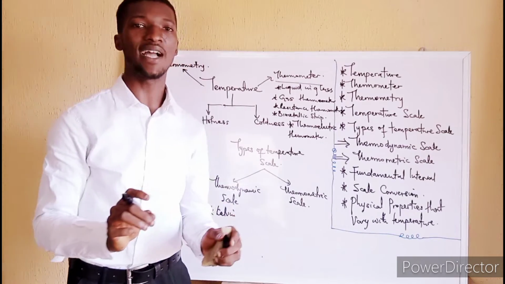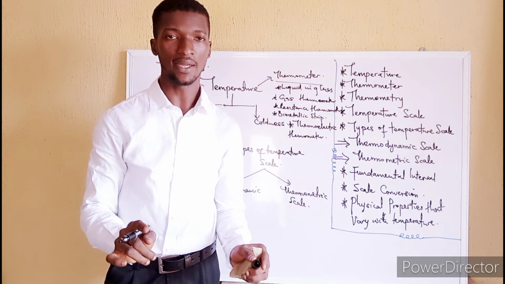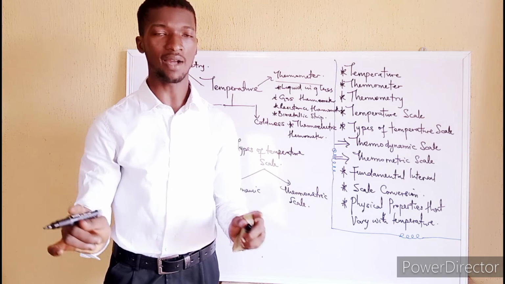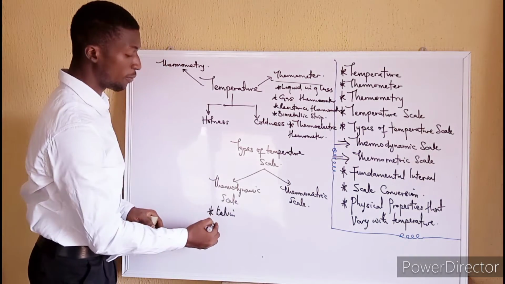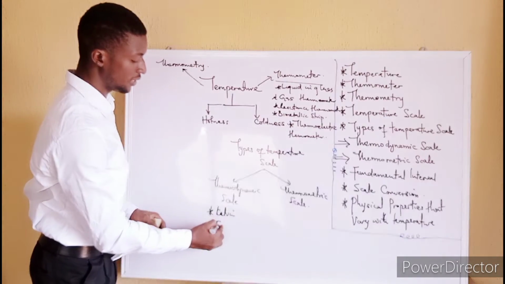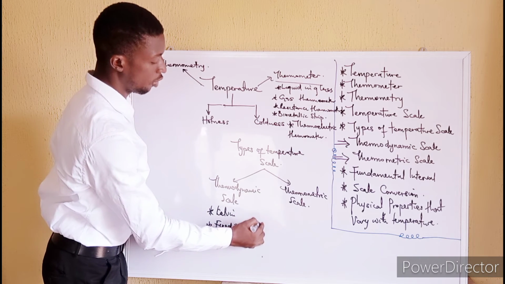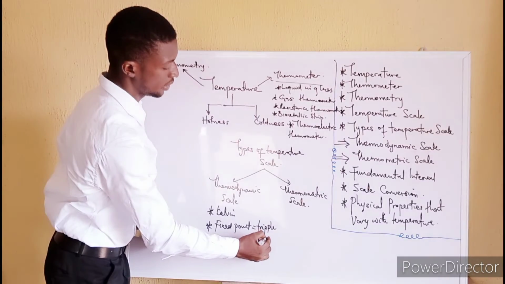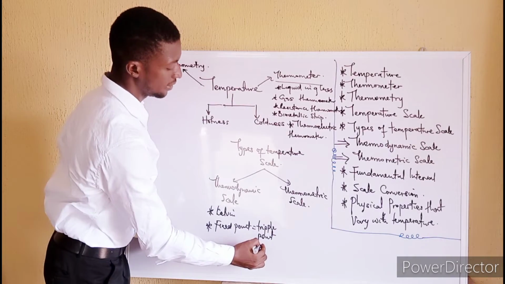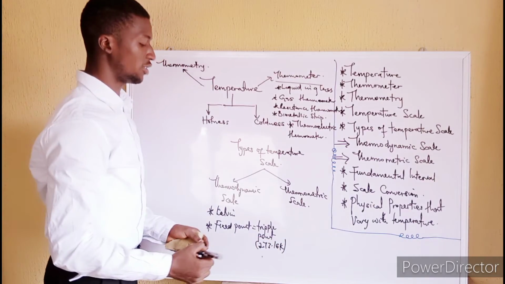The triple point of water is where the three different states of water coexist with one another: the ice, the steam, and the liquid form of water. So here you have the triple point as the fixed point, and the triple point is said to be at 273.16 Kelvin.